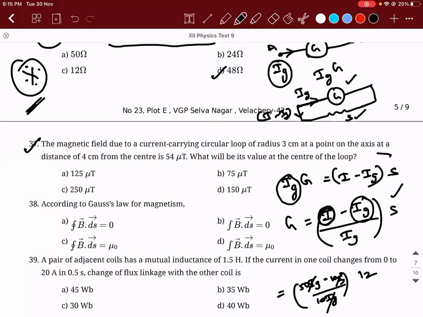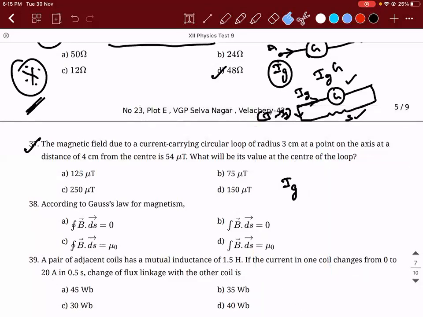Okay, but remember this formula. Maximum in your boards, they will ask you to apply this formula. This is a slightly tougher concept. Shall I move on to the next one, guys? Yes.